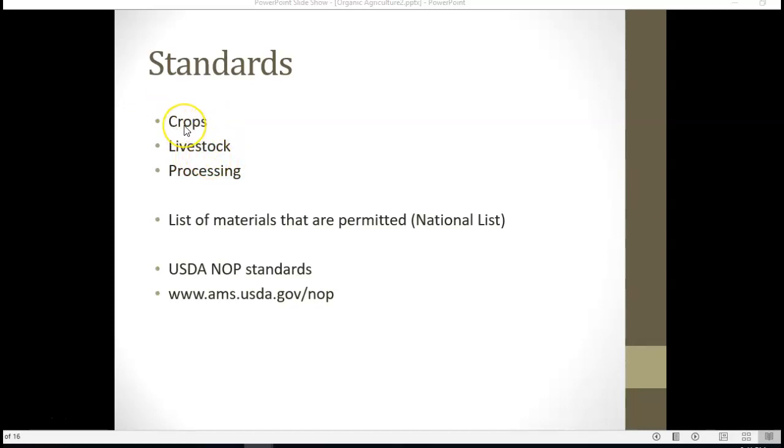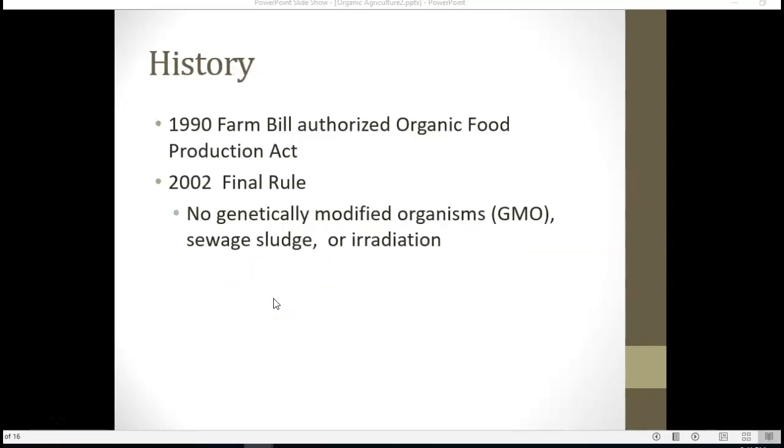But we'll talk a little bit about crops and then a little bit about handling or processing. We'll also discuss some of the materials that are permitted in organic production, and that's what the National List is. This is the website to make sure you know where to go to refer and learn about the organic program.